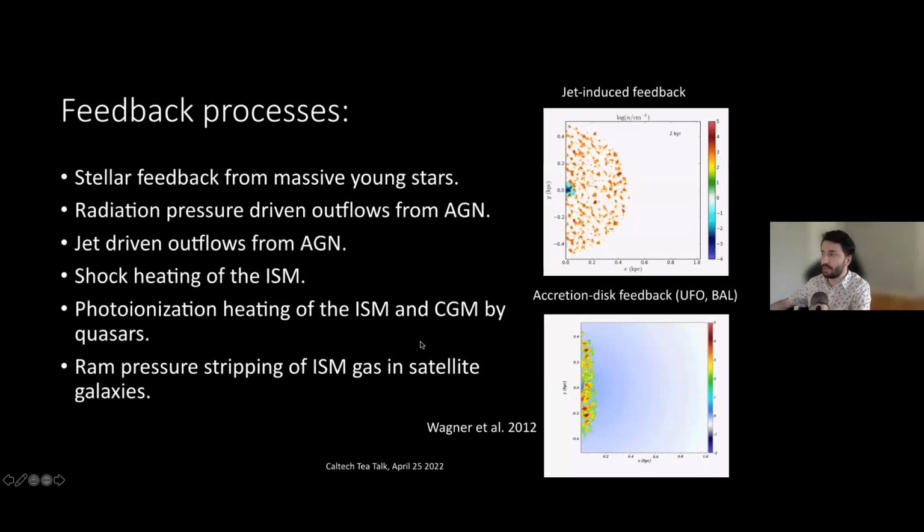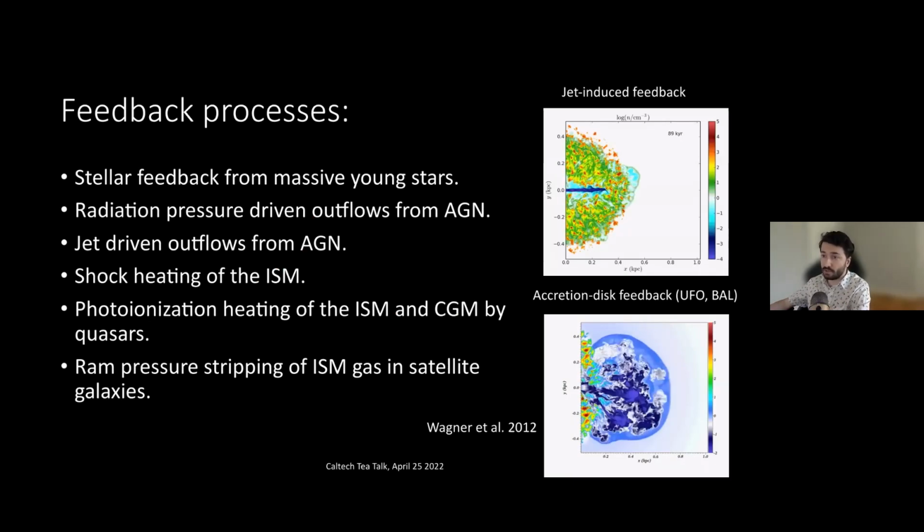So there's several feedback processes that cause this. It's hard to list all of them. I'm just listing some of the stuff that I personally think about. So this is by no means a summary of everything that can potentially happen. But the main feedback processes that I think of in massive galaxies are, for example, stellar feedback from massive young stars, radiation pressure-driven outflows from AGN, and jet-driven outflows in similar systems.